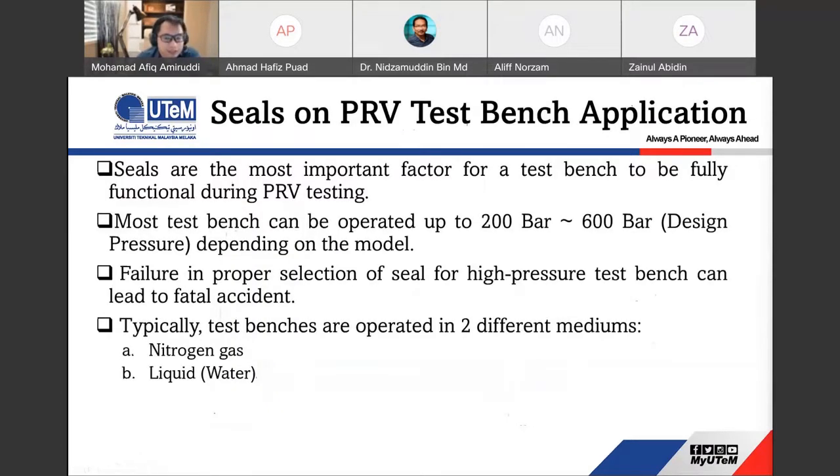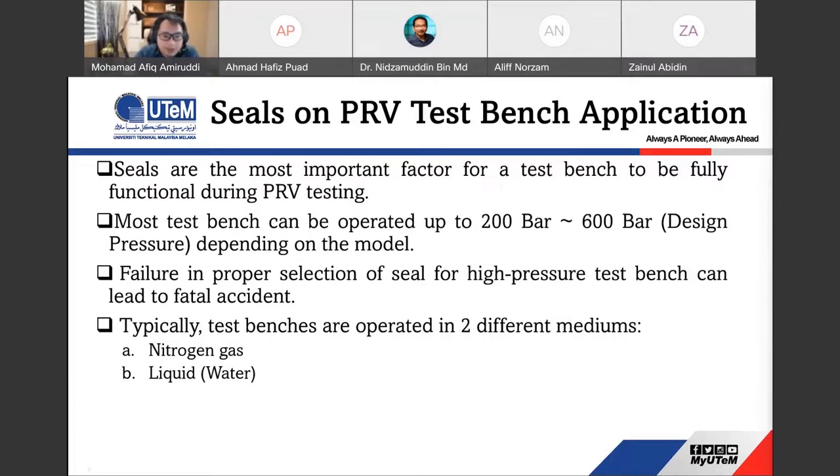So this is the main idea on PRV test bench application. As you know, the PRV test bench is a very high pressure application. If you do not design the seals very carefully, your PRV test bench will fail, and not only fail, but it will have dangerous effects on the operator who operates the test bench. Seals are the most important factor for a test bench to be fully functional during PRV testing. Most test benches can be operated from 200 bar up to 600 bar. It's very high pressure.